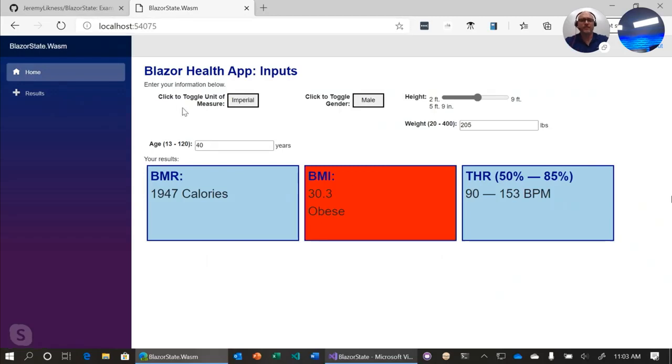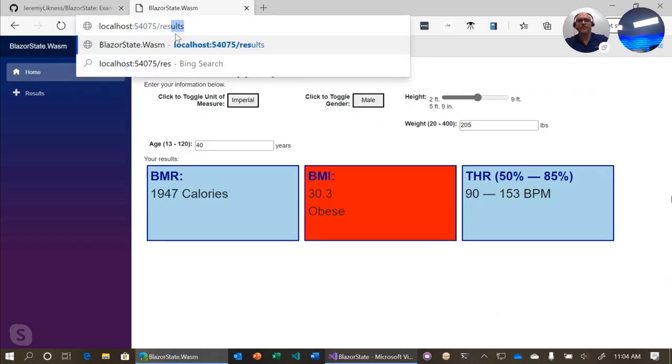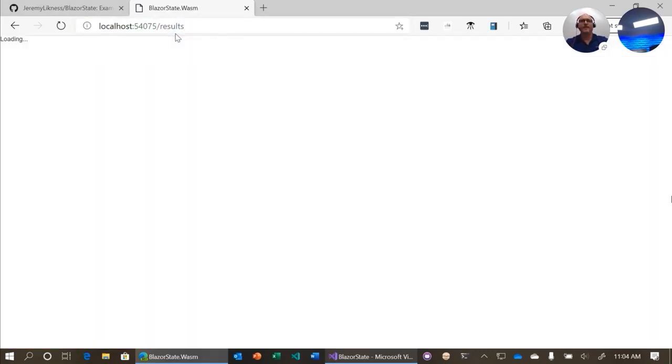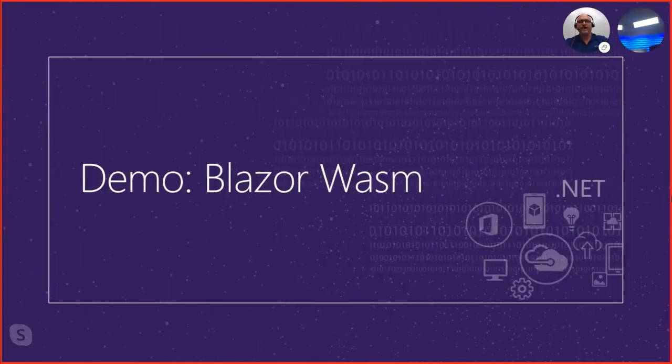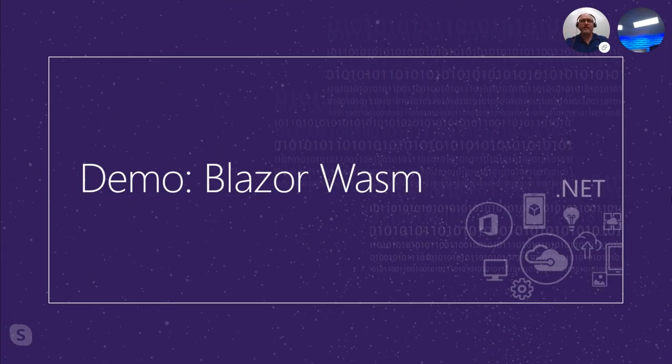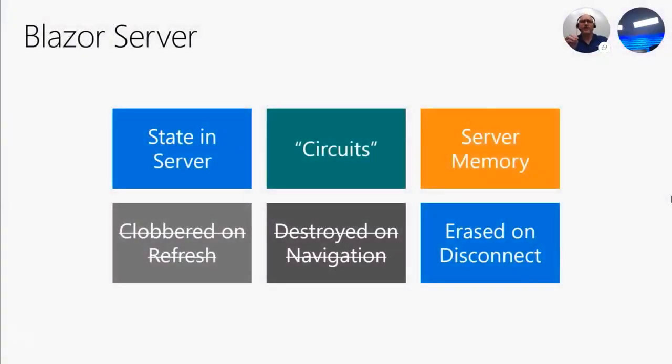However, let's refresh the page. I'm just going to force a refresh, and we lost the information. So that's one issue right there. Let's put this information back in, and I'm going to enter that same weight, but this time instead of clicking on the navigation, I'm going to force a navigation by typing it into my URL bar. And again, I lose that information. So that's not a great experience. That is client-side Blazor.